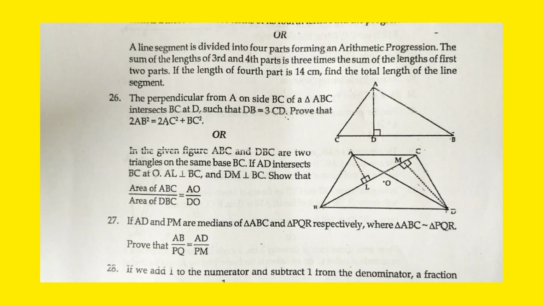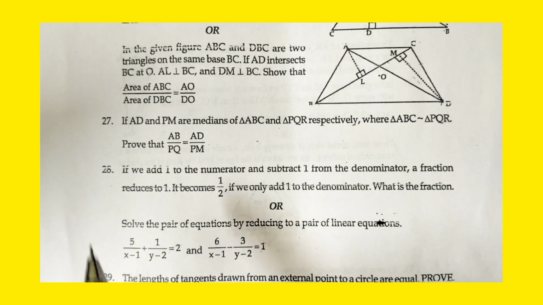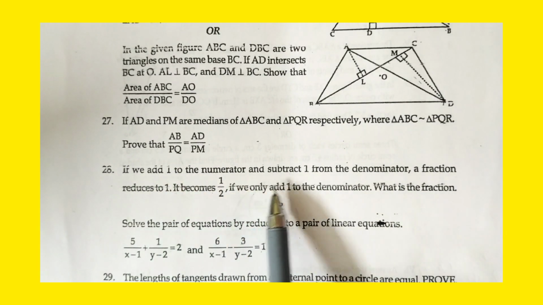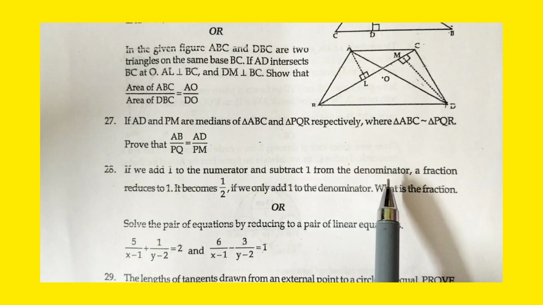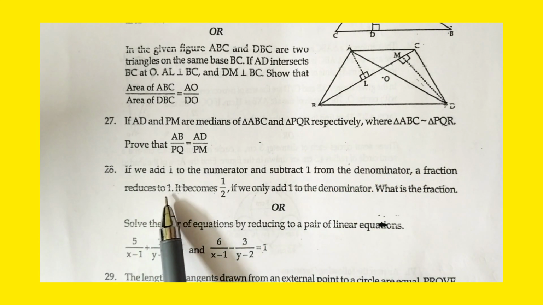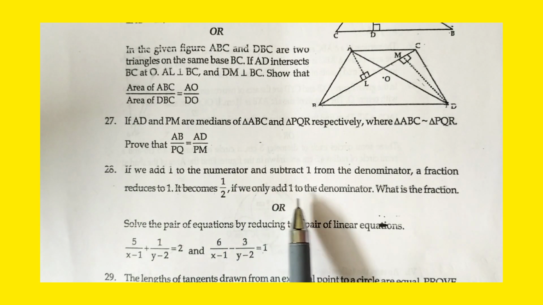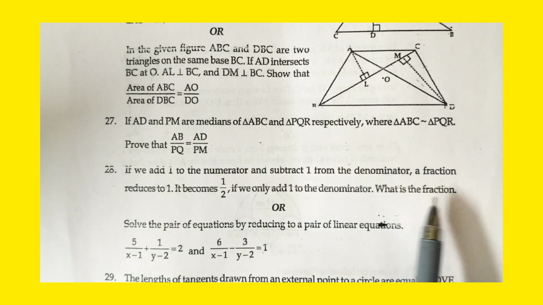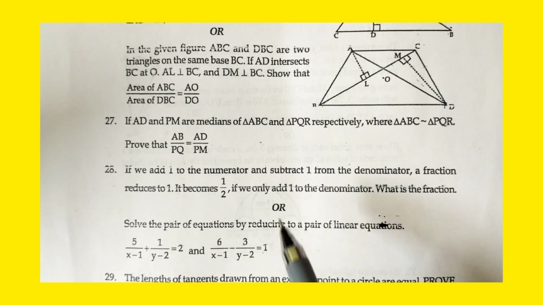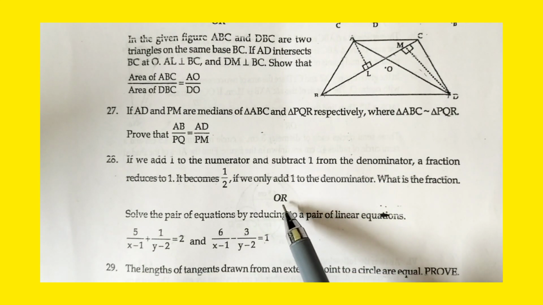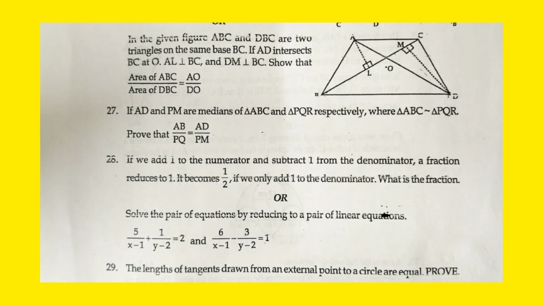Question number 28 is like this: if we add 1 to the numerator and subtract 1 from the denominator, a fraction reduces to 1. It becomes 1 by 2 if we only add 1 to the denominator. What is the fraction? One more internal choice question is there, so let us solve both the questions.